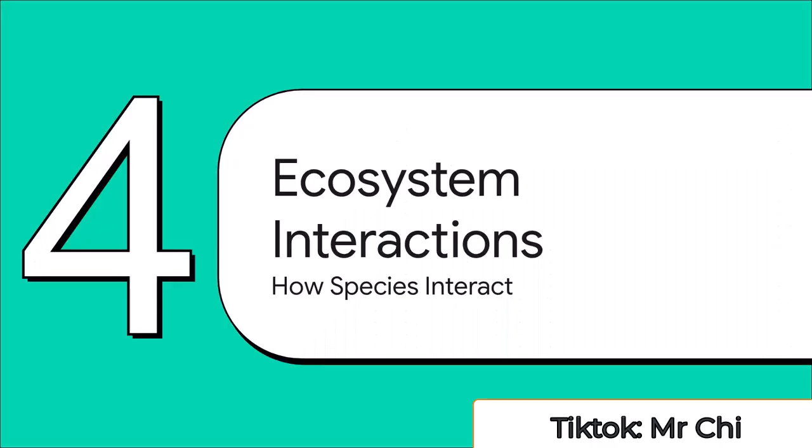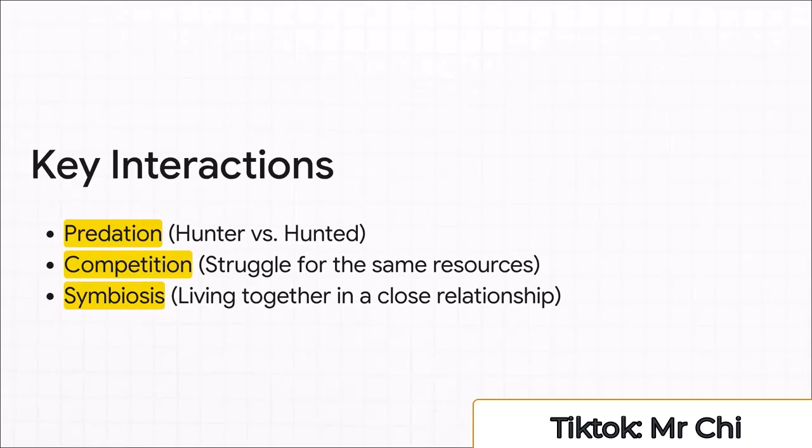Of course, no population lives in a little bubble. They're all part of this huge, complicated social network interacting with all the other species around them. There are friends, there are enemies, there are rivals. Let's break down the main ways they interact. We can boil all those messy interactions down into three main categories. You've got predation, the classic hunter versus hunted story. Then there's competition, where different species are fighting over the exact same limited resources. And then you have symbiosis, which is a catch-all for any relationship where species live together in a really close partnership.